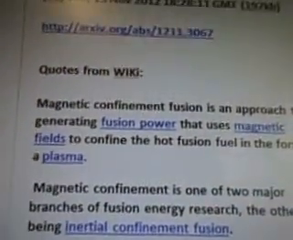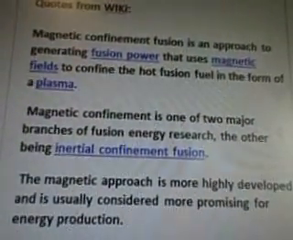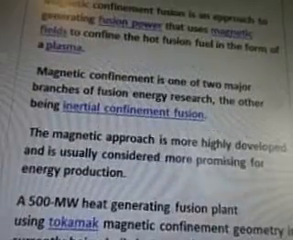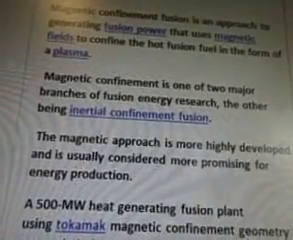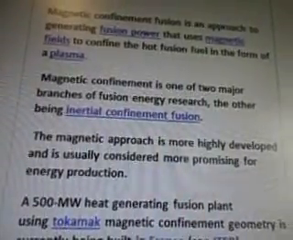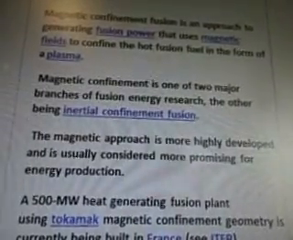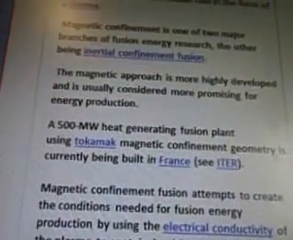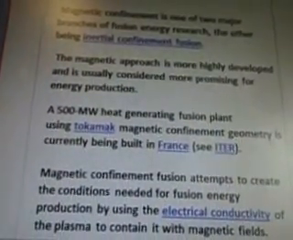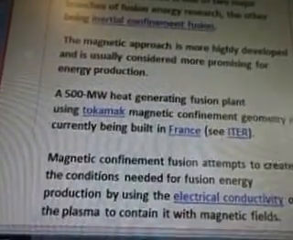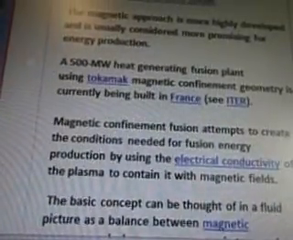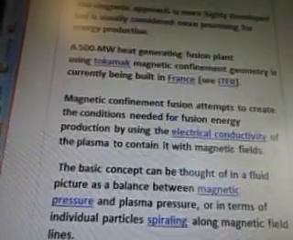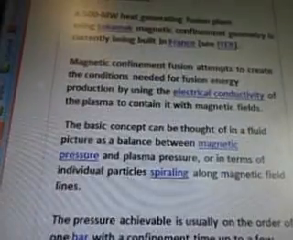Quotes from Wiki. Magnetic confinement fusion is an approach to generating fusion power that uses magnetic fields to confine the hot fusion fuel in the form of a plasma. Magnetic confinement is one of 2 major branches of fusion energy research, the other being inertial confinement fusion. This is my first time hearing about this, so I thought this was really interesting actually. The magnetic approach is more highly developed and is usually considered more promising for energy production. A 500 MW heat generating fusion plant using tokamak magnetic confinement geometry is currently being built in France. See ITER.